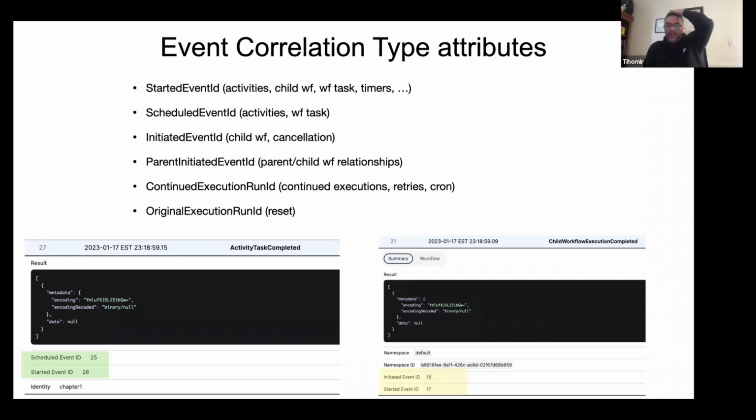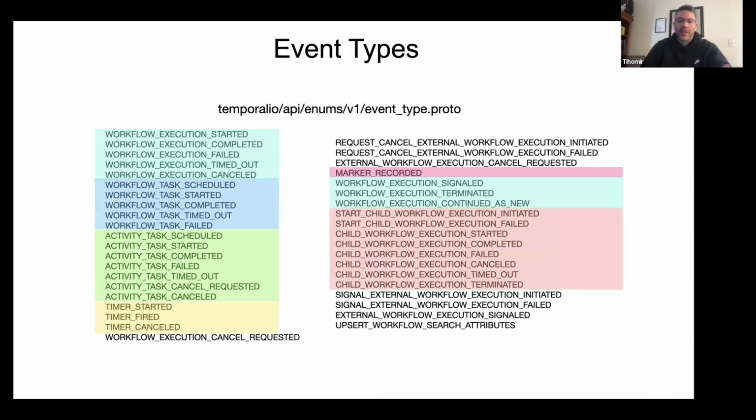And on the bottom left and right, you can see that that's also reflected in the history, and you would get the event IDs for the correlated events in this case. All right, so now we get to our event types.